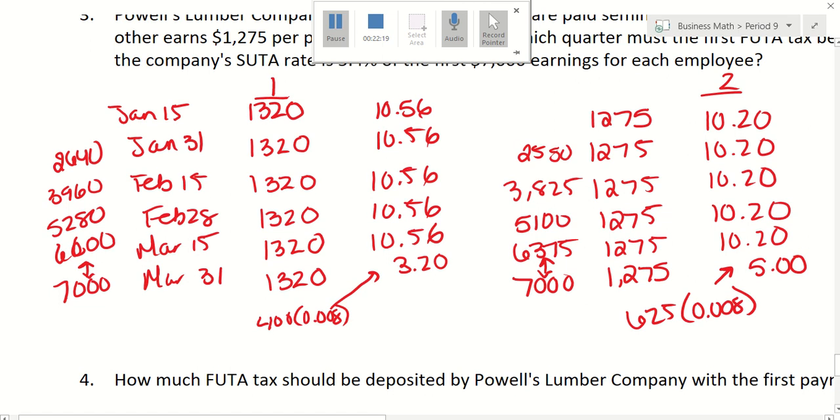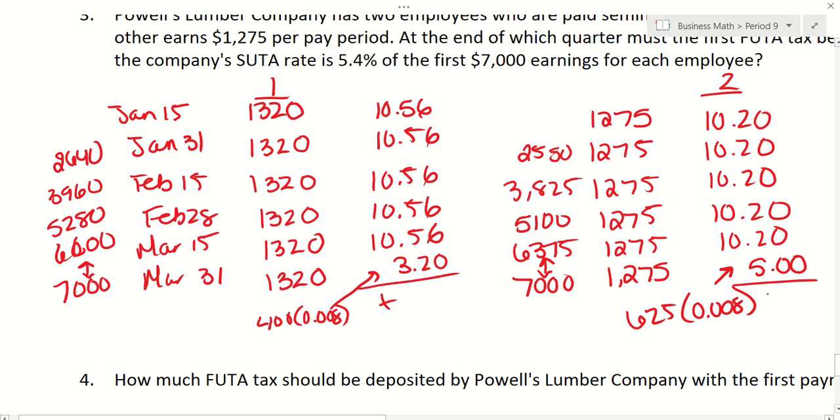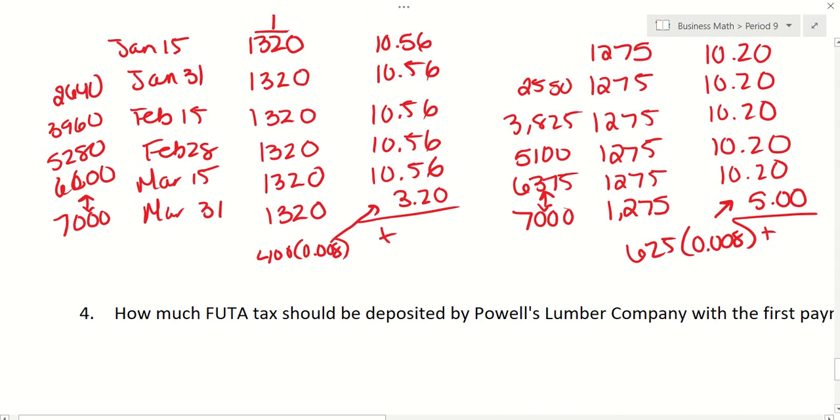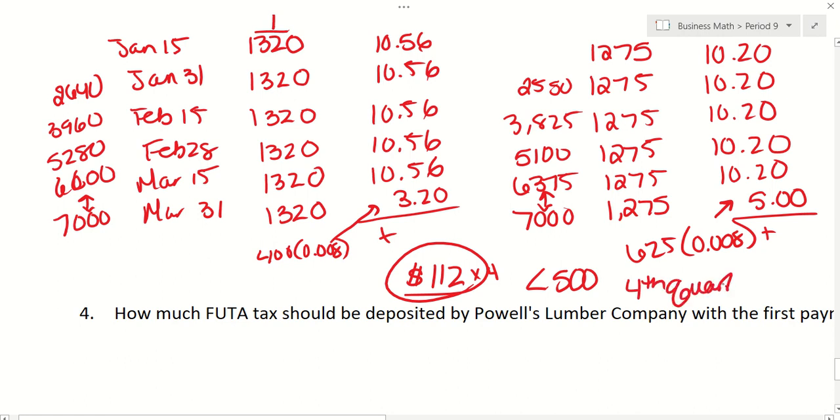Okay, we need to add both of these columns up to get our amount of tax that we're paying. When you add up all of those columns, you should get $112. That's the first quarter tax. So the deposit should be made at the end of the fourth quarter, since it's less than $500. You think about this. If you multiply this by how many quarters are in a year, 4, you're still going to be less than $500. So it's the fourth quarter.